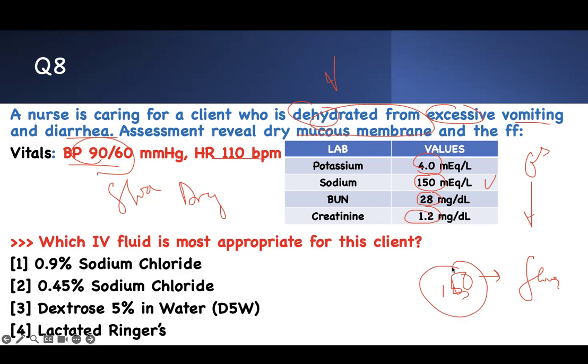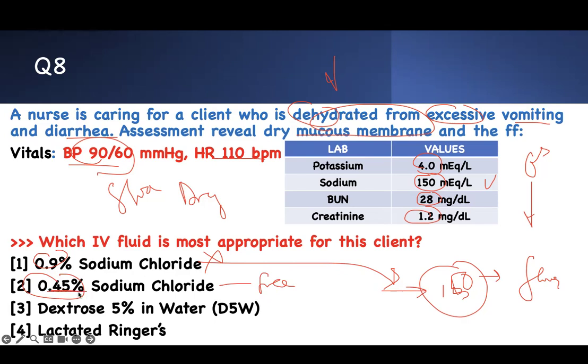Rewrite it on your own. He's dehydrated, but his sodium is high. Therefore, I have to give him fluid. At the same time, I have to control what? The hypernatremia. Which fluid would do that? If you give them 0.9%, the sodium goes up higher. So this is not good. If you give them half normal, you will give them free water, right? That will bring the sodium down.